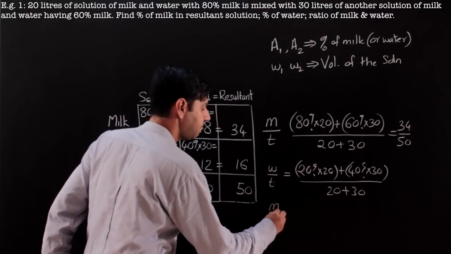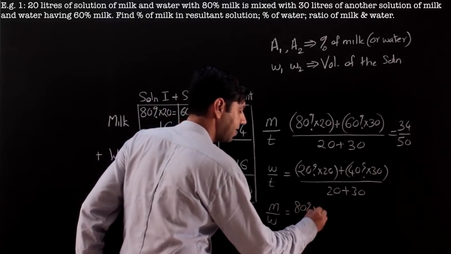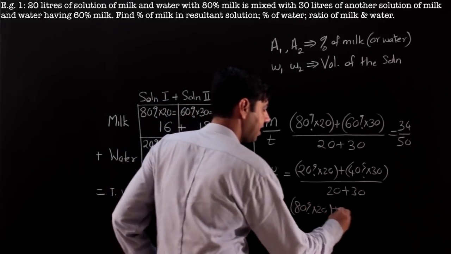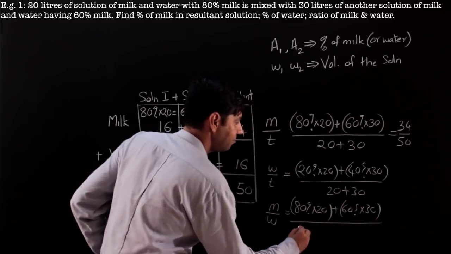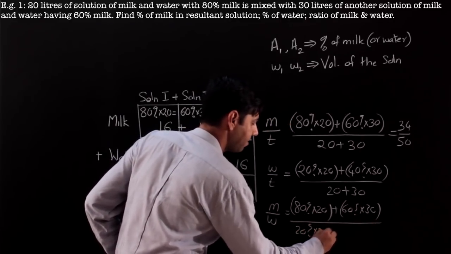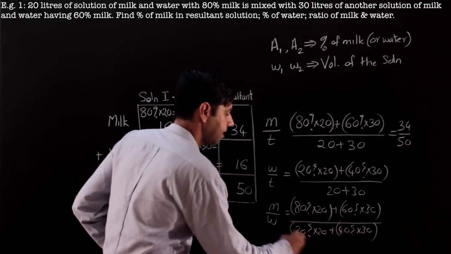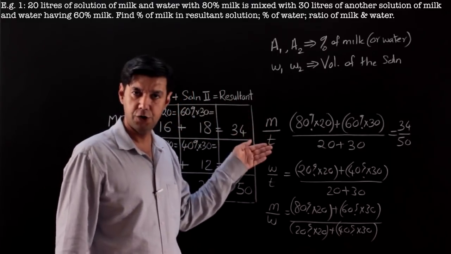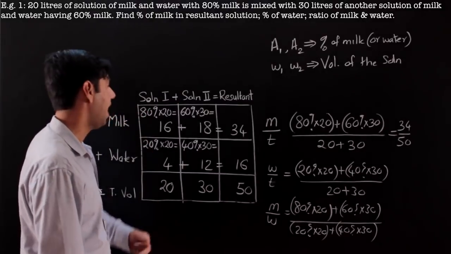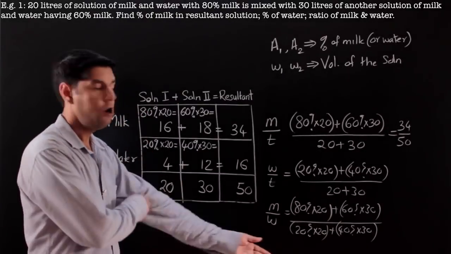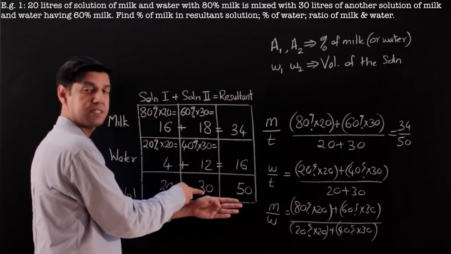The question also required us to find the ratio of milk to water. Then is it necessary that I find milk separately, that is 80% of 20 plus 60% of 30, divided by water, which is 20% of 20 plus 40% of 30? You could do this, but what I want to write here is there are three of these: milk to total, water to total, milk to water. Do we really need all three rows? If we have any two rows, can we find the third row? For example, if I did not know this, it would be 16 plus 4 is 20, and 18 plus 12 is 30.